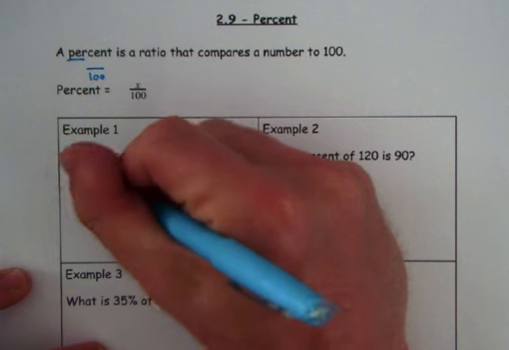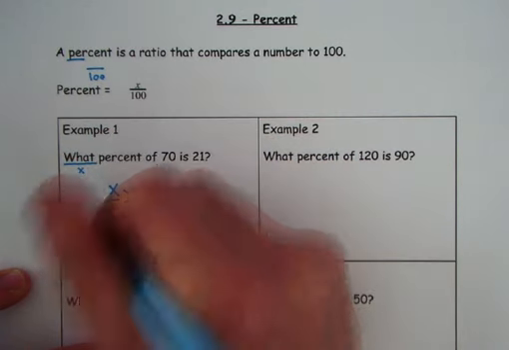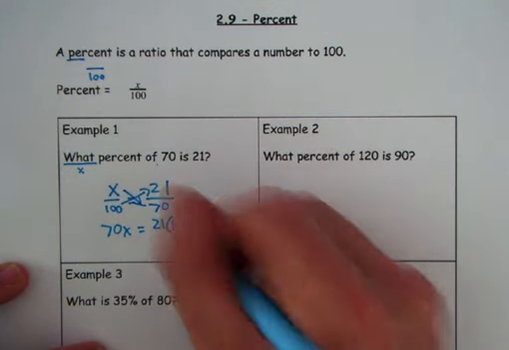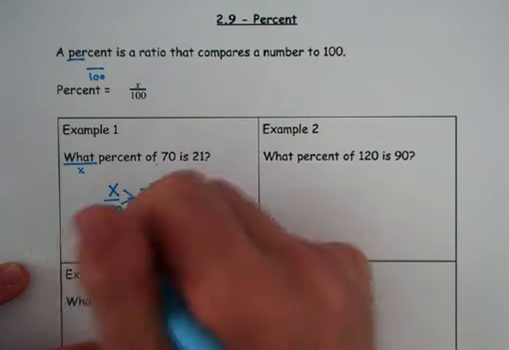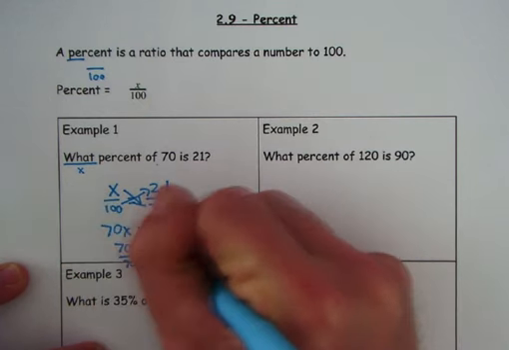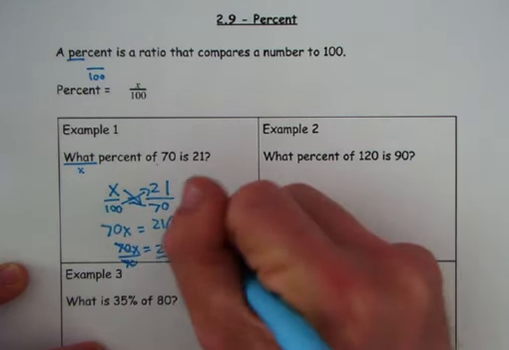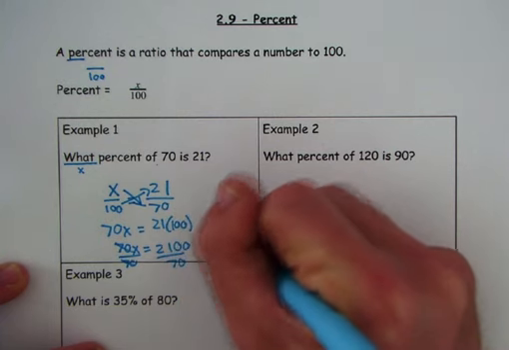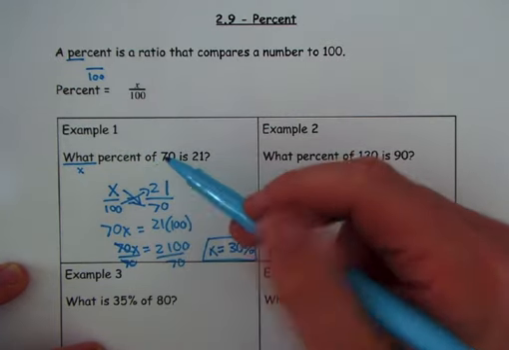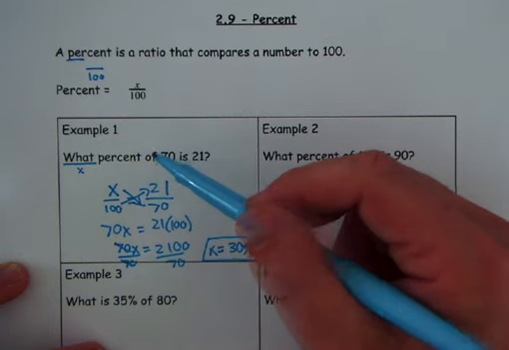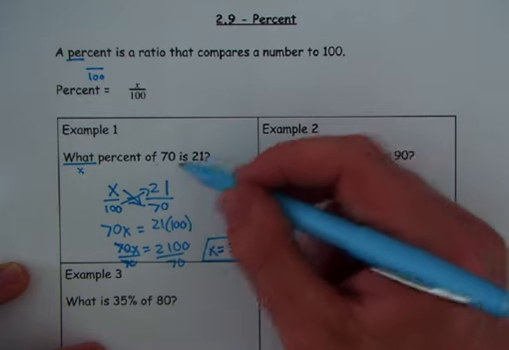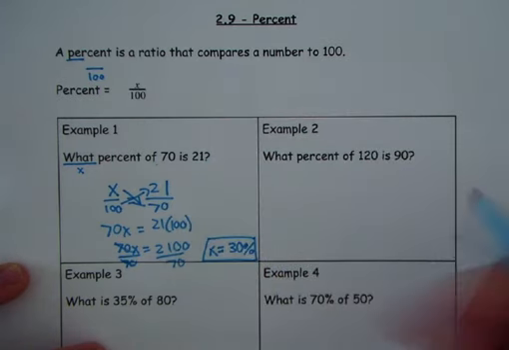Now remember how to solve these? We use cross multiplication. So we get 70x equals 21 times 100, or 70x equals 2,100. Divided by 70, these cancel, we get x equals 30%. Anytime you see a problem that says what percent of a number, you're going to have x over 100. And then the number after "of" is going to be on the bottom.